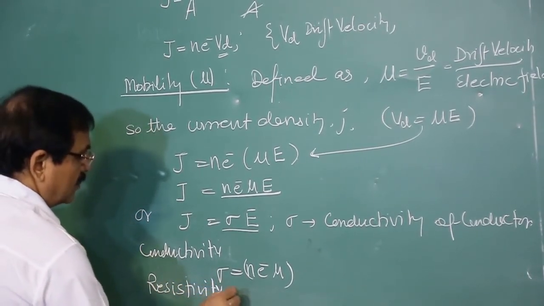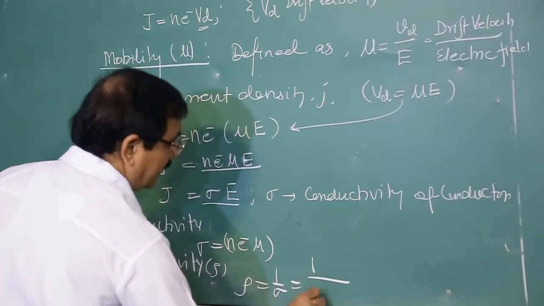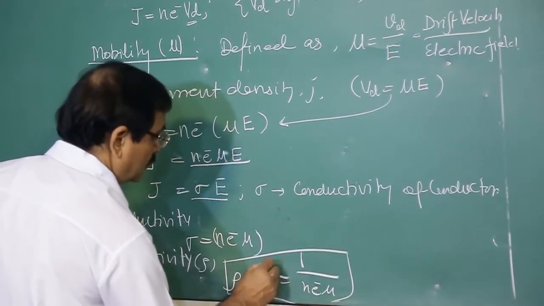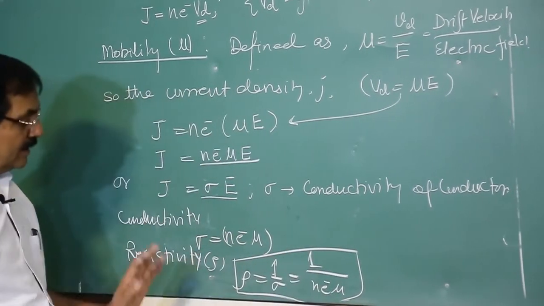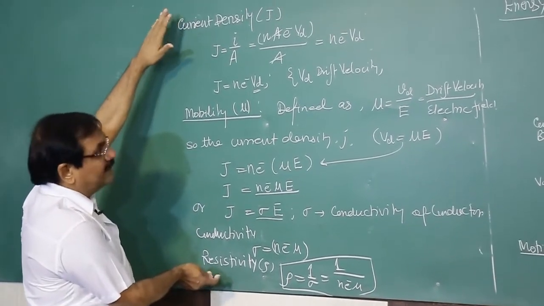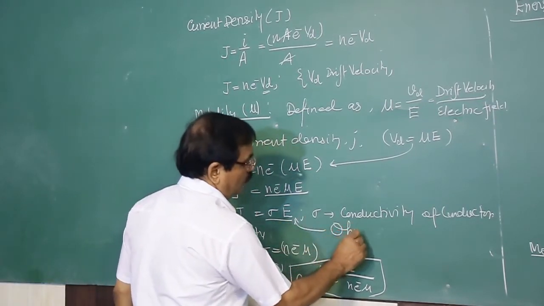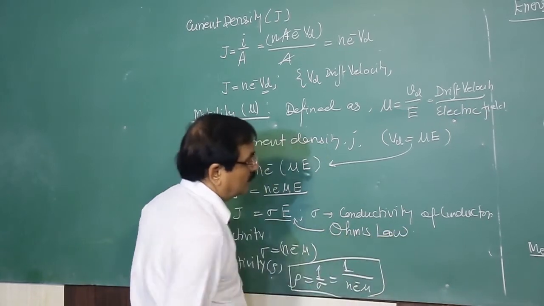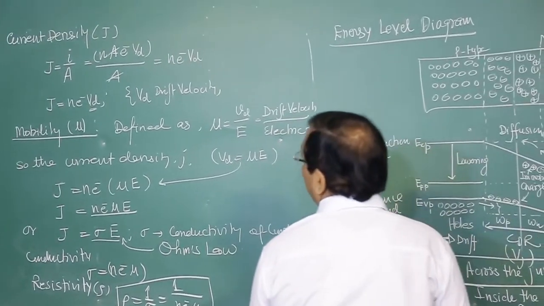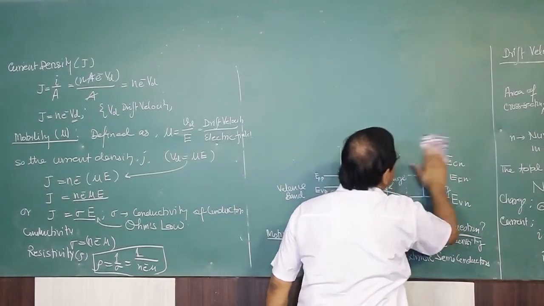And we also have resistivity rho. This rho is equal to 1 by sigma, that is 1 upon n e mu. So this is from the previous class, from 12th, also known as Ohm's law. So this basic concept of the conductor, Ohm's law, can be applied in case of the p-n junction.